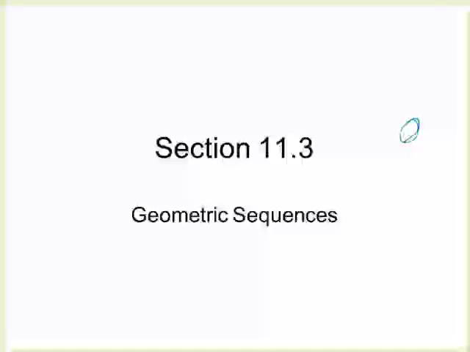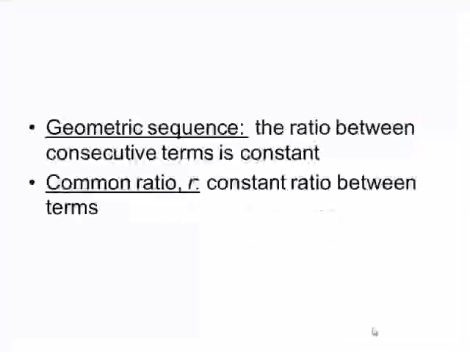So in a geometric sequence, the ratio between terms is constant, or we could say we are multiplying by the same thing every time. What we are multiplying by as we go from term to term is called our constant ratio, and we use the letter R for that.